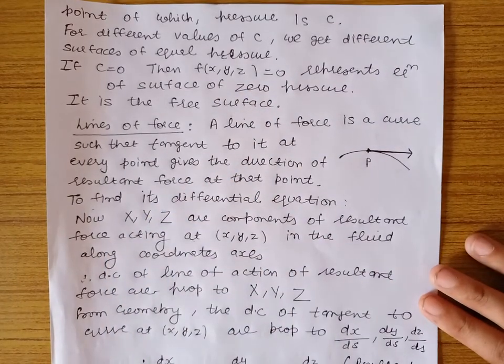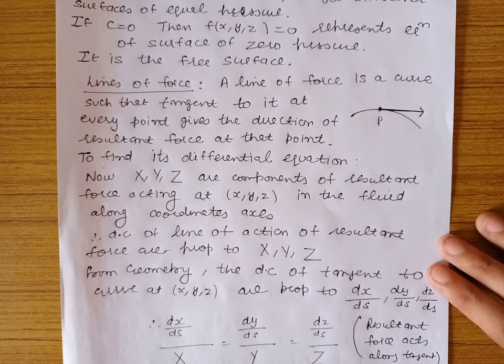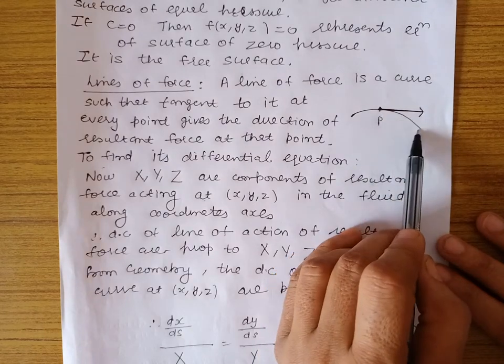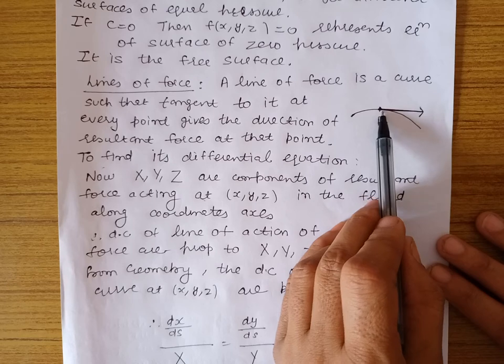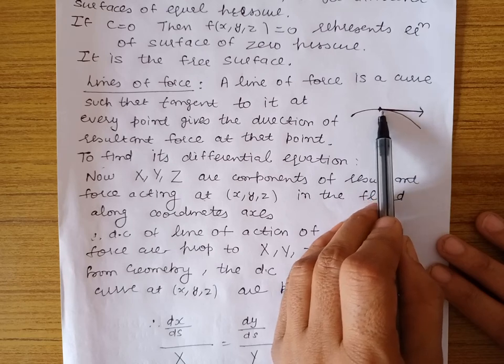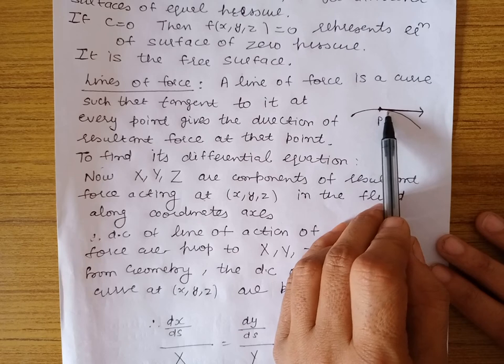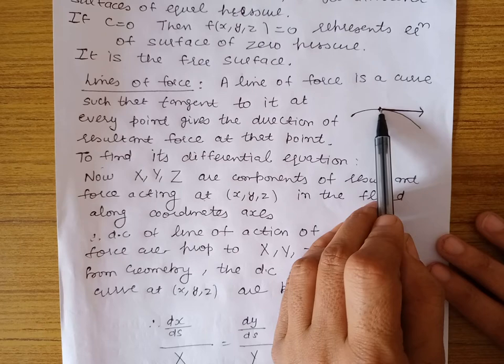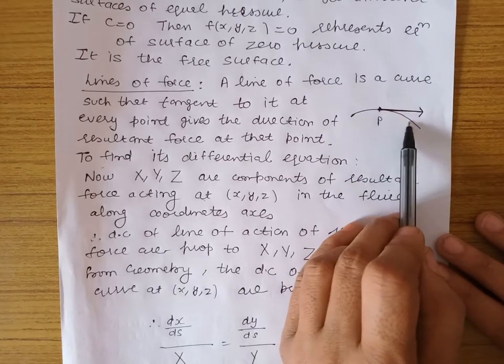Now, next we discuss what are lines of force. Lines of force means a curve such that if we draw a tangent at every point of this curve, this tangent gives the direction of the resultant force at this point. Then we say that this curve is a line of force.